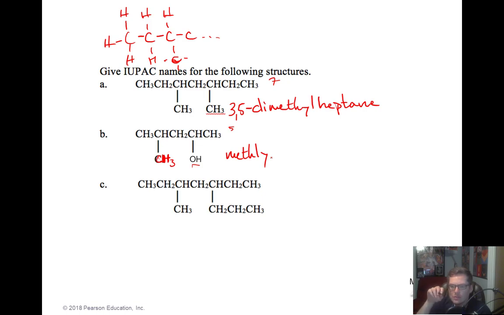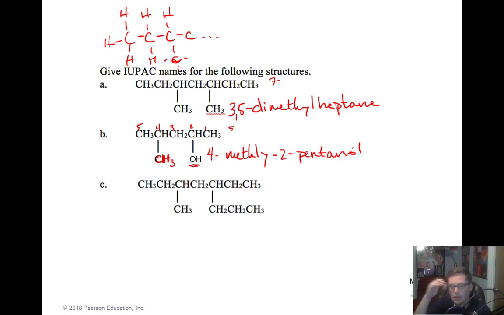All right, so we're going to count. 1, 2, so it's on a 2, 3, 4, 5. So it'd be a 2 and a 4. 1, 2, 3, 4, 5. A 2 and a 4. Now here's the tricky part. Alcohol is a higher-priority group, so that number gets preference if they're tied. This is a special case because they're tied, so we're going to give the 2 to the alcohol. So 1, 2, 3, 4, 5 is the correct way to number it. So it would be 4-methyl, and then 2, and then 5 is pentanol. 4-methyl-2-pentanol.